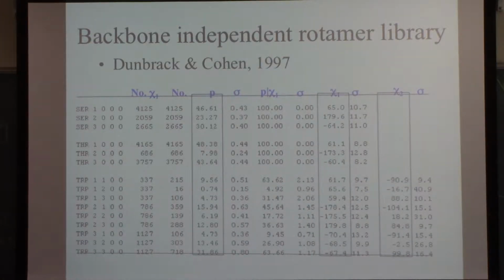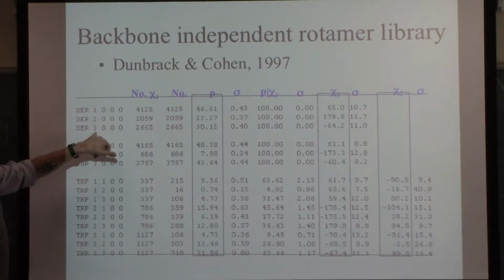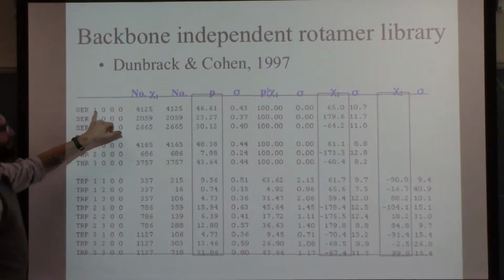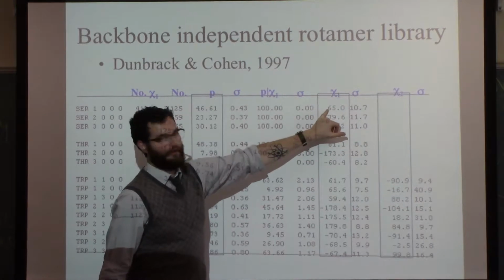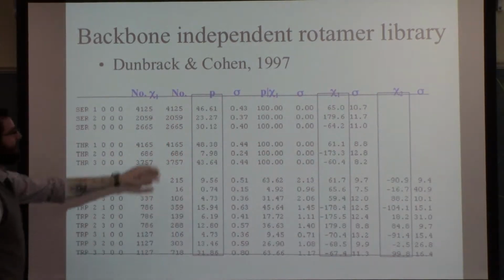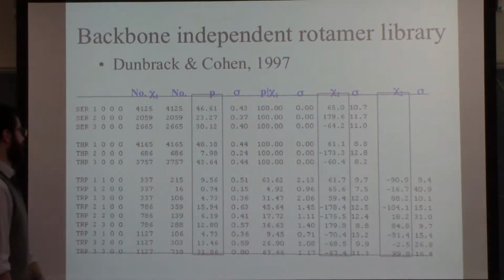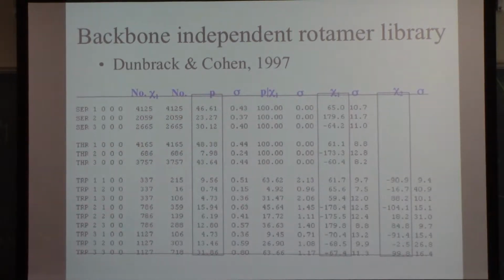Okay. So first, this is Dunbrack and Cohen's backbone independent rotamer library. In this column we have the amino acid. This is the chi 1, 2, 3, 4. And then this is which version of chi it is. And you can see the value corresponding over here. So this is the gauche plus, trans, gauche minus. And it tells you the probability of being in any of those.